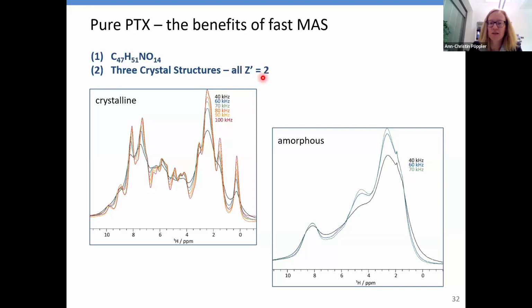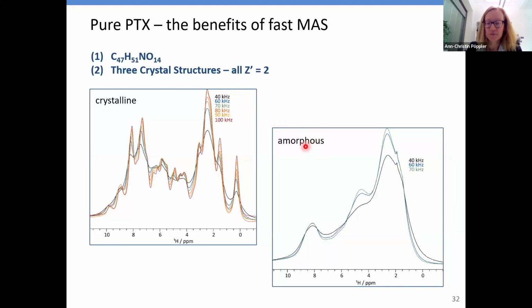And because in the crystalline state we have Z prime 2, it means we have overall 102 different proton environments that we would get signals from. And you see here the proton spectra of the crystalline material recorded between 40 and 100 kilohertz, and you can nicely see the increase of the resolution with increasing MAS frequency, which works really nicely for this example.